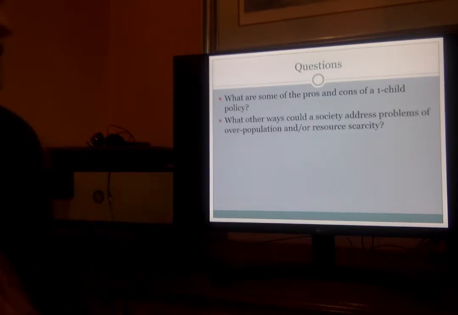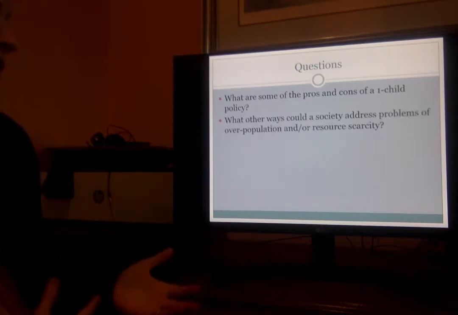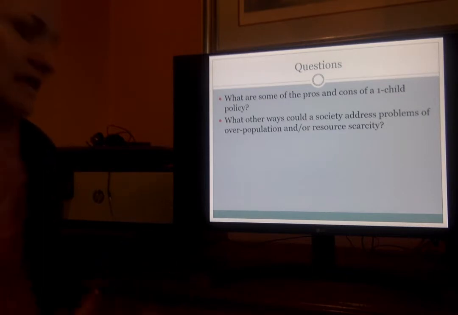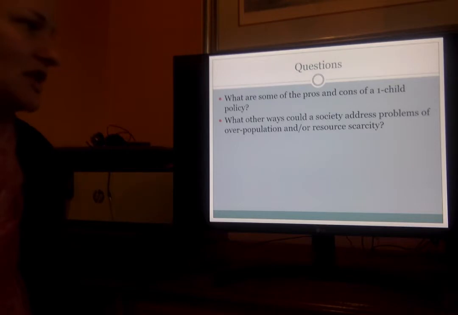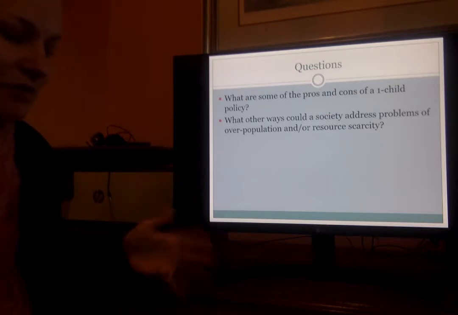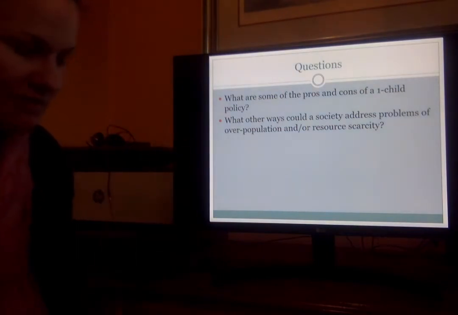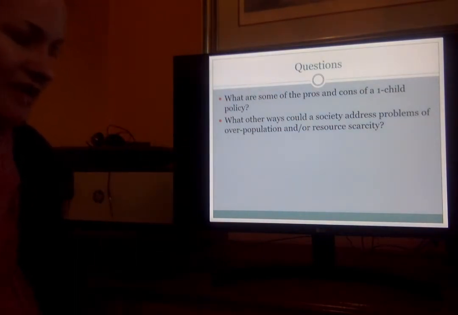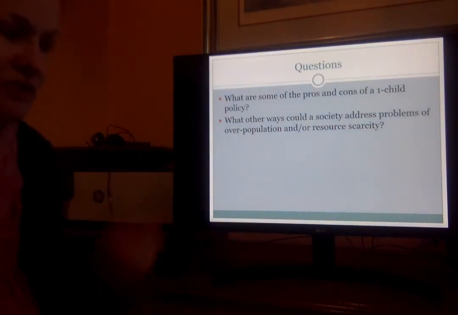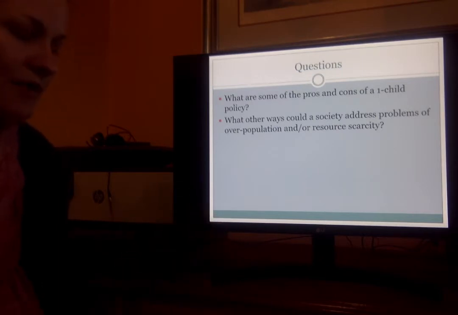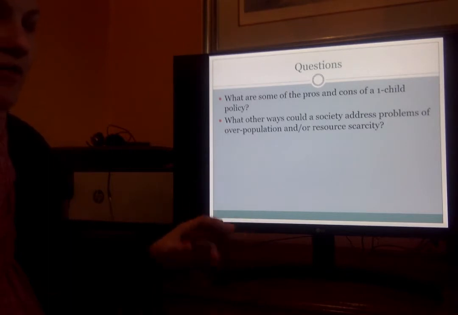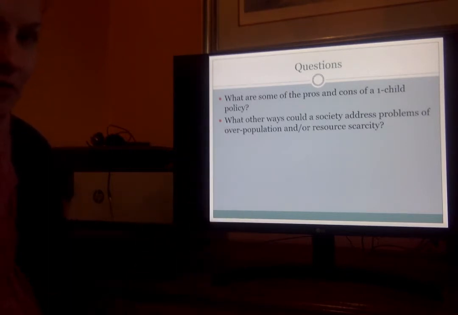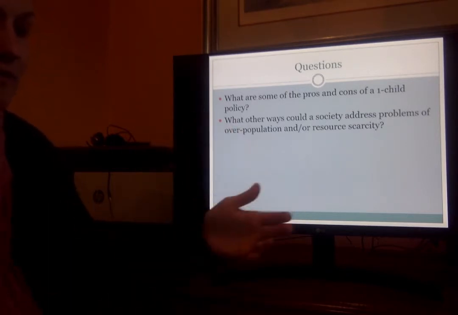What other ways could a society address problems of overpopulation and or resource scarcity? Now, something that I think is very interesting about overpopulation and resource scarcity is that this has been a concern for centuries. People have been concerned about this. But what has always happened is that as the population has grown, resources have continued to grow. So it's something that generations continue to be more and more scared of, but the problem never catches up with us because we always invent new ways to produce more.